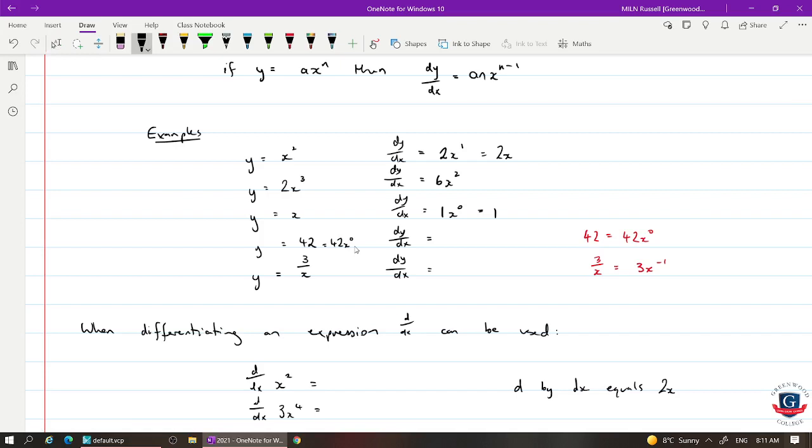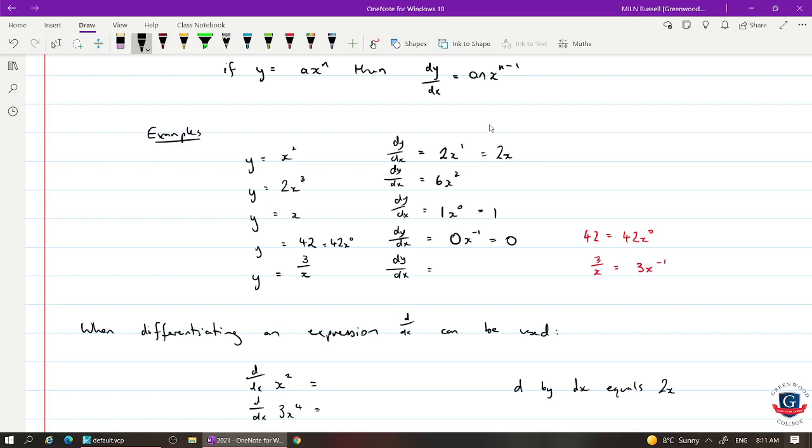And that would allow us to use this idea up here. Multiply 42 by the power, so that would be 0. Reduce the power by 1. Anything multiplied by 0 is plain old 0. And that's true of any constant. Anytime you have a constant and you differentiate it, you'll end up with 0.